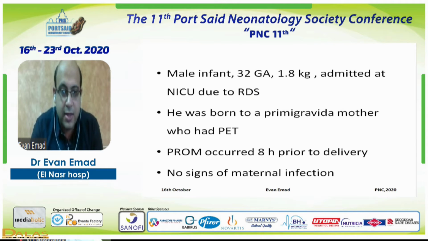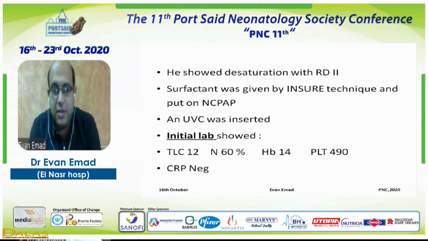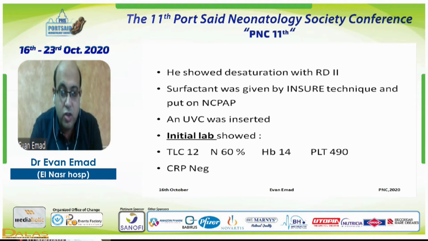When we examine the baby, he showed desaturation with respiratory distress grade 2. Surfactant was given by the INSURE technique and he was put on nasal CPAP. A UVC was inserted. Initial labs showed total leukocytic count 12, neutrophils 60%, hemoglobin 14, platelets 490, and CRP negative. To summarize, a preterm with respiratory distress, received Curosurf. Everything is smooth. He is not intubated, not on mechanical ventilation, just on nasal CPAP.